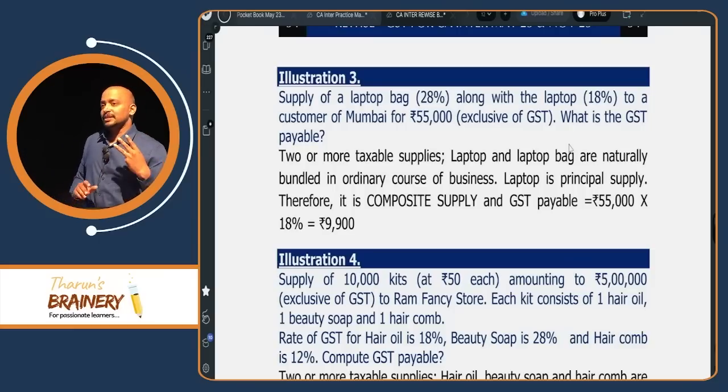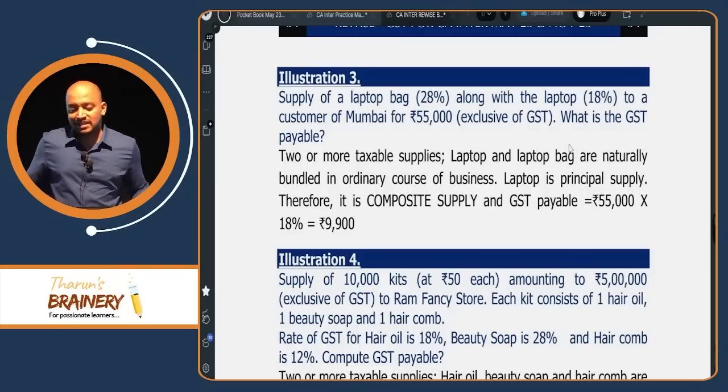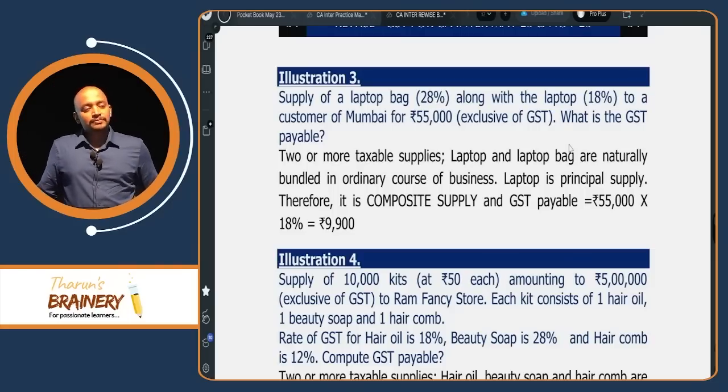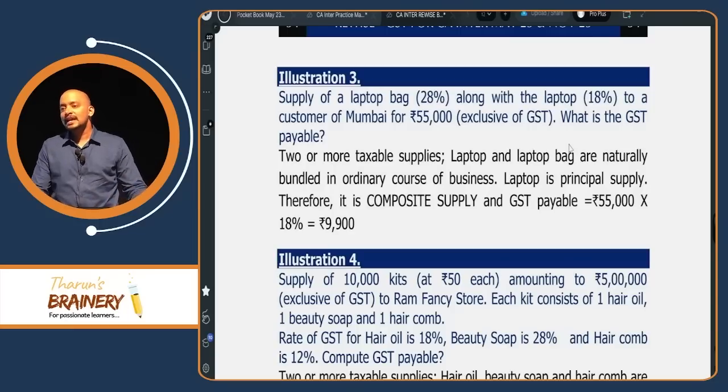Okay. Then, next number 3. What is the principal supply? Laptop. So, therefore, all 3 conditions are satisfied, it is composite supply. In case of composite supply, which rate will we take? Principal supply rate. What is the principal supply rate? 18%, and applied on the entire transaction. What is the value? 55,000. Is 55,000 exclusive of GST or inclusive of GST? Exclusive of GST. So how much is the GST payable? 55,000 into 18%. Suppose if it is given as inclusive of GST, what would you have done? Into 18 by 118. Simple.